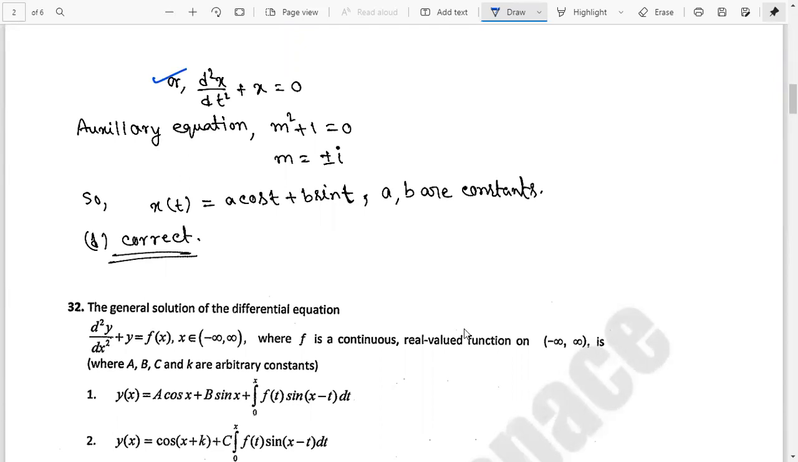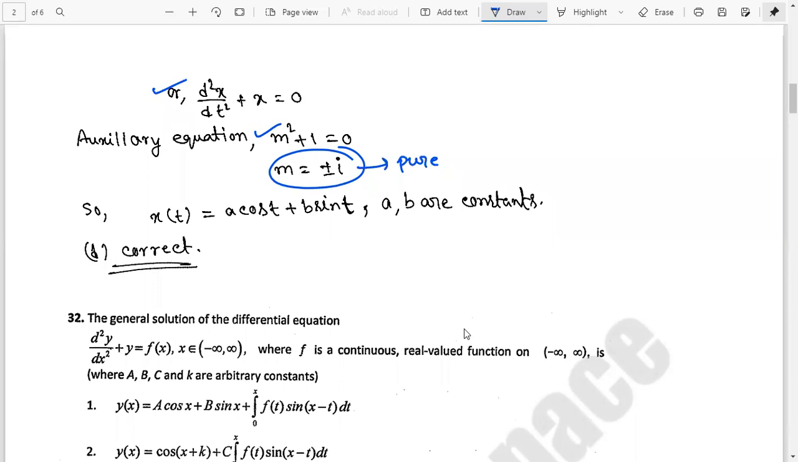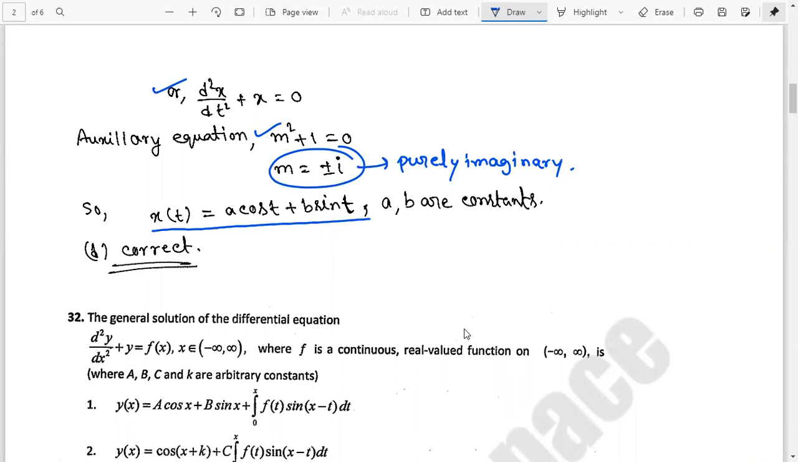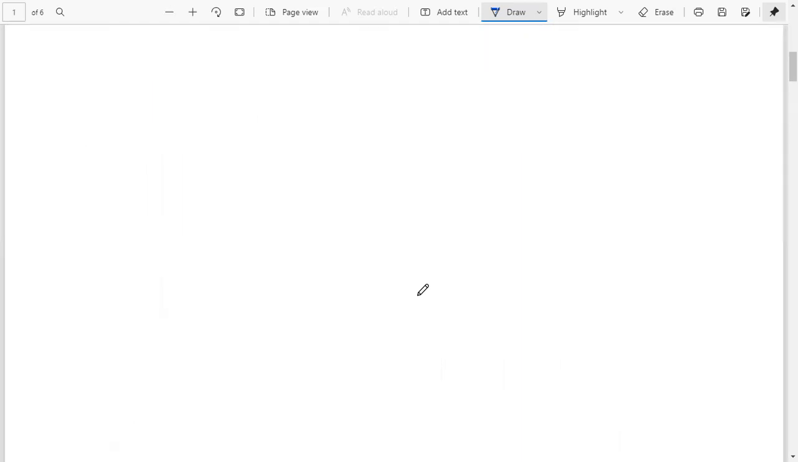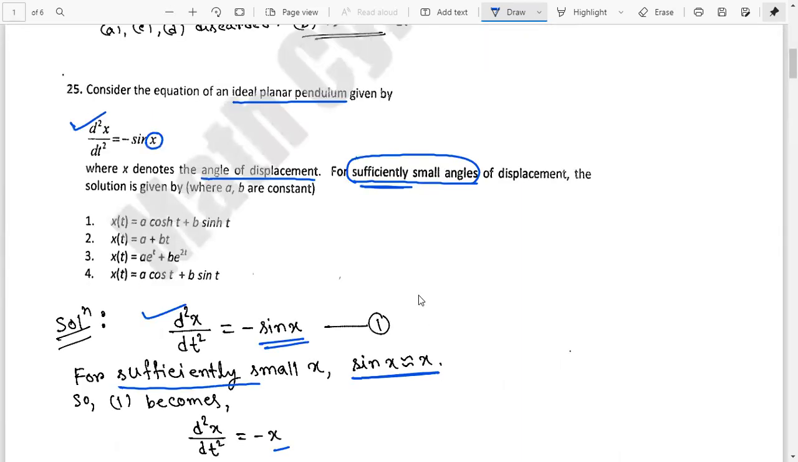Now the auxiliary equation is m² + 1 = 0, and m = ±i. That means purely imaginary, so we will get the oscillatory solutions. The solution will be x(t) = a cos t + b sin t. Now check the options. Here in option D, that means 4, you can see x(t) = a cos t + b sin t. So option 4 will be the correct option and all other options are incorrect.